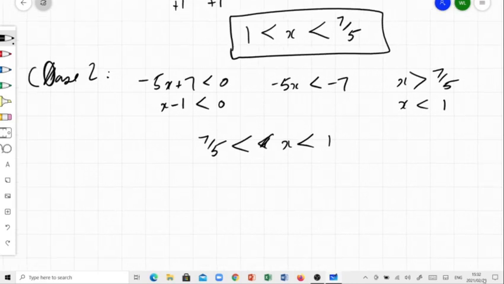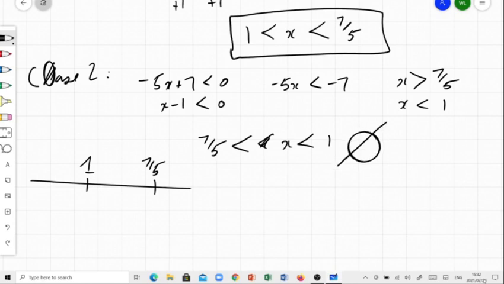Now this doesn't make sense because there's no number that will lie to the left of 1 and to the right of 7/5, because there's no number that can satisfy this. So this case 2 gives me an empty solution.